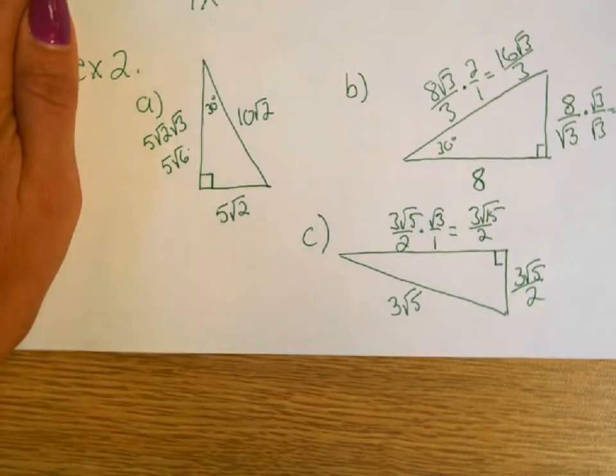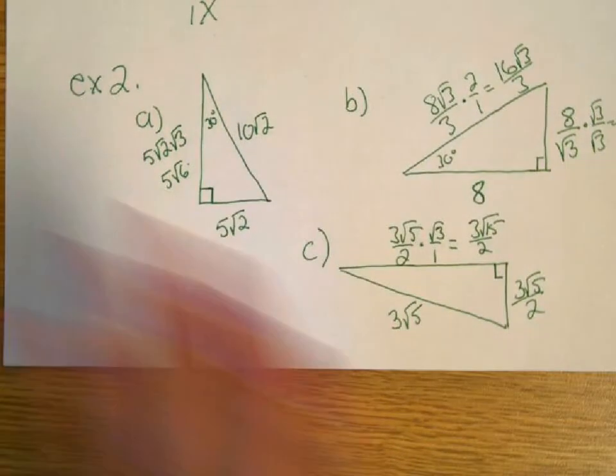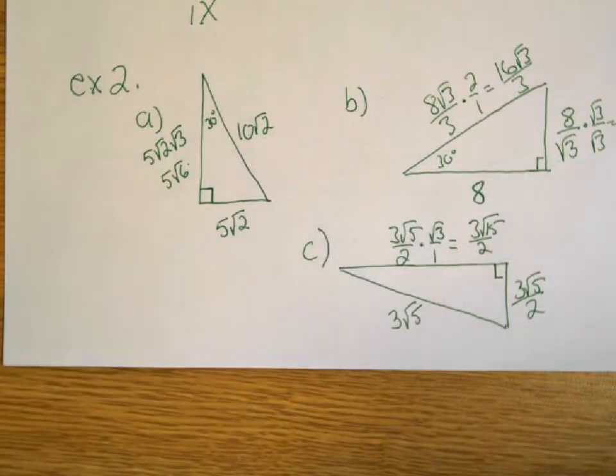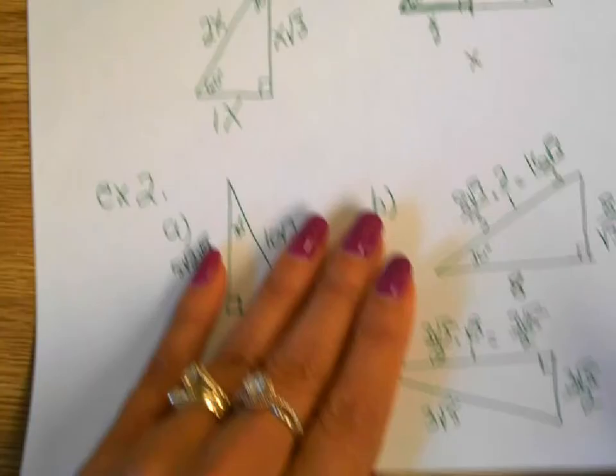Now, learning target 2 is to find the trig values for 30, 45, and 60. Just those 3, 30, 45, and 60.